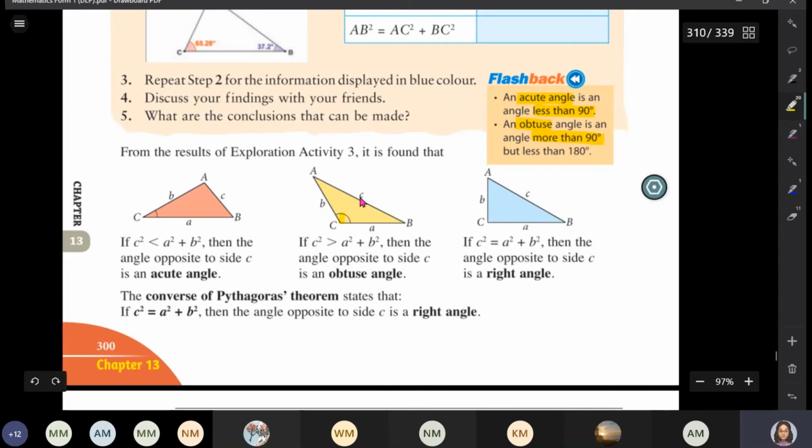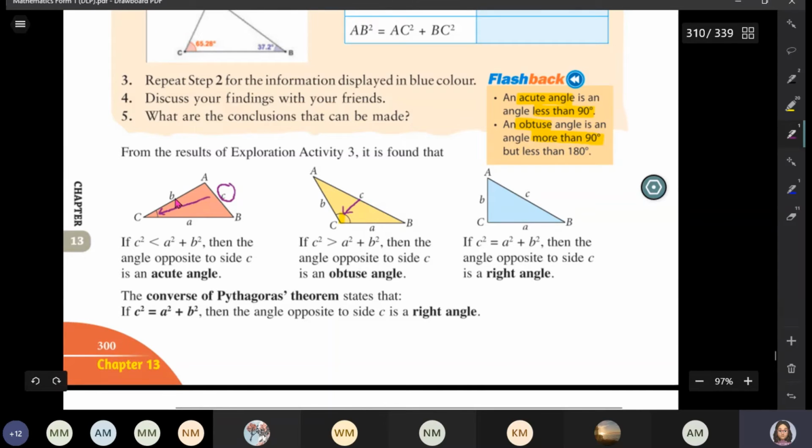Okay, if you look at this, let me just draw it. So if you look at this, guys, this is the angle which is opposite of side C. So if the value of C square is less than the sum of A square and B square, that means this angle is an acute angle, meaning the value of the angle is less than 90 degrees.